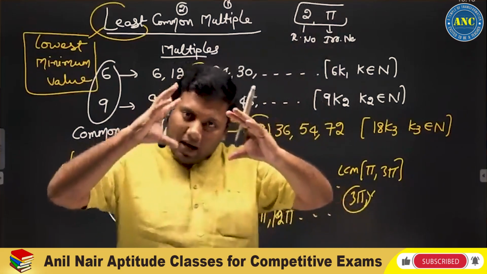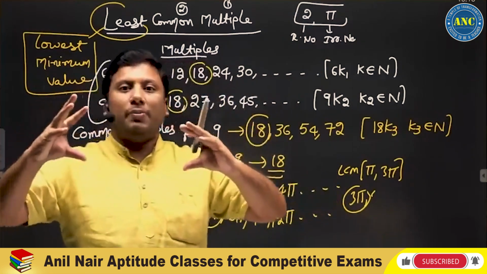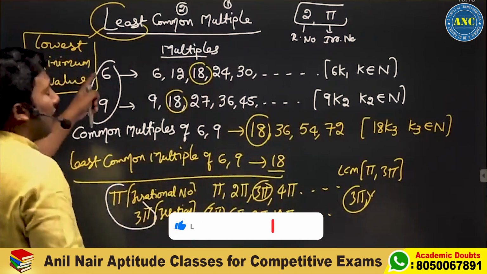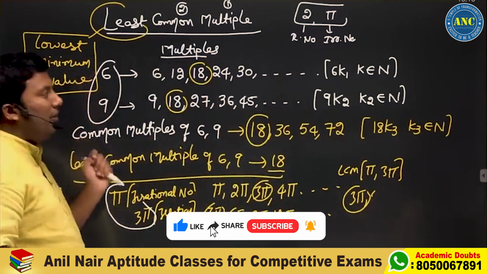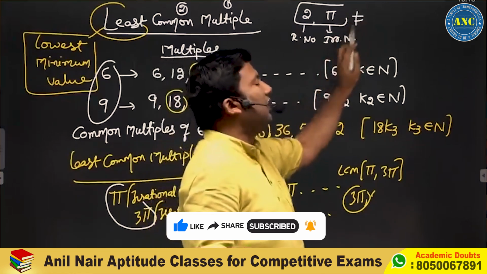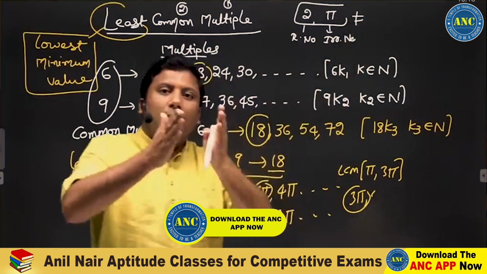One rational number, another should be a rational number. One irrational number, another should be an irrational number. One natural number, another should be a natural number. One rational number, another irrational number: LCM does not exist for this, because pi will remain pi.